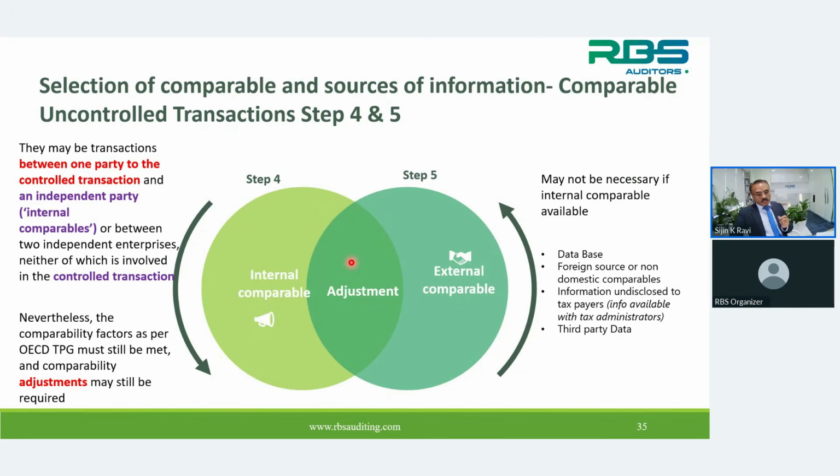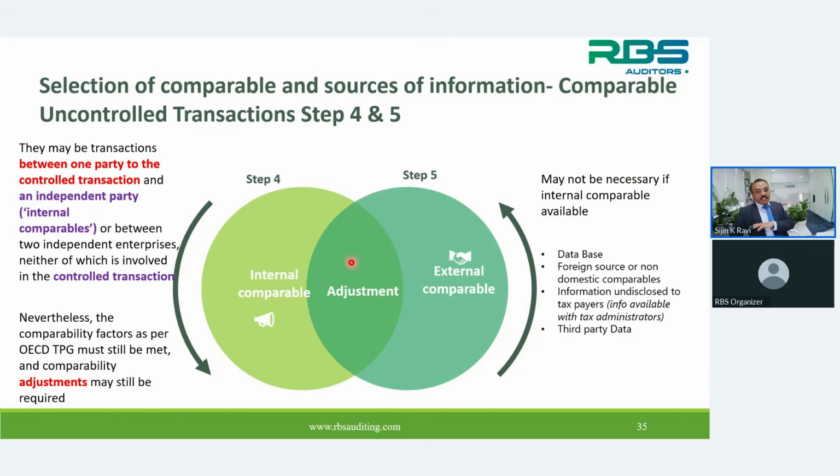Internal comparable means between one party to the controlled transaction and the other party to the uncontrolled transaction. So internally, you are doing that internal comparable. Within the company itself, you have, for example, 40% relating to controlled transactions and 60% relating to uncontrolled transactions. So you can compare that internal comparable.